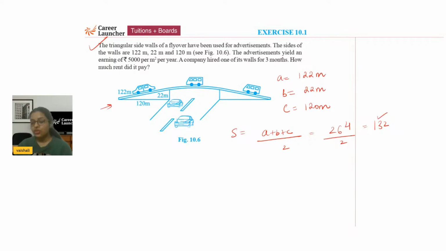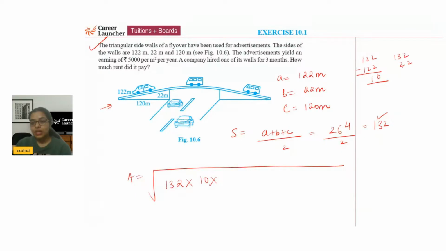Once you know the value of S, I can finally substitute this into the formula of my area. So this is 132 into 132 minus A. What is it? 122. So this is my 10. What is the other value? 132 minus 22, which is 110. And what is the next value? It is going to be 12, right?